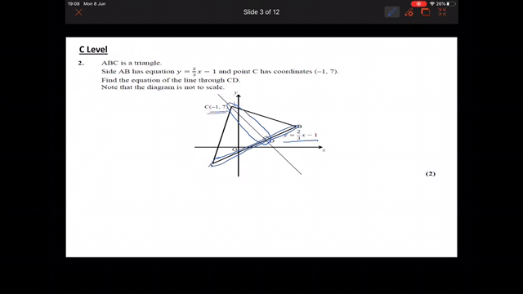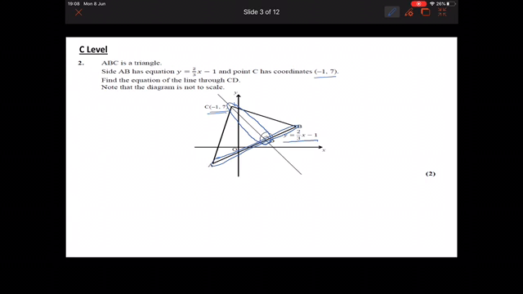So remember, to be able to find the equation of a line, you need to know two things. You need to know a point on the line. So in this case, we do know that C is the point -1, 7. We also need to know the gradient of the line. Now, this gradient isn't as straightforward as question 1.